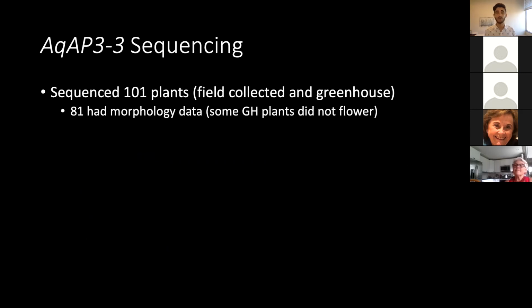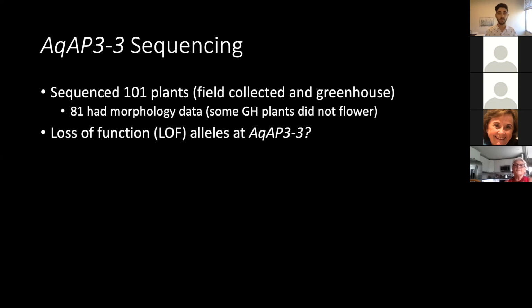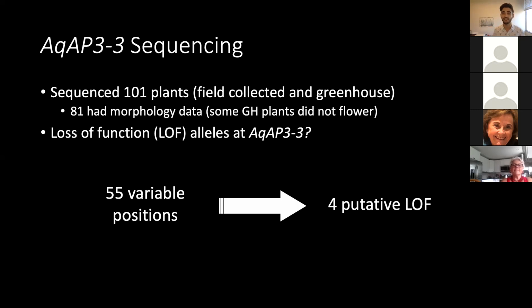So what we did is we sequenced 101 plants at AP3-3 and the surrounding regions, around 3,500 base pairs. These were a combination of field collected plants and some seeds that we collected in the field and grew up in the greenhouse. So 81 of these plants we actually had morphology data on. And our question was, are there any alleles in the sequence region at AP3-3 that have a clear loss of function effect on the locus? Well, we identified 55 variable positions, and 4 of them appeared to have loss of function effects.